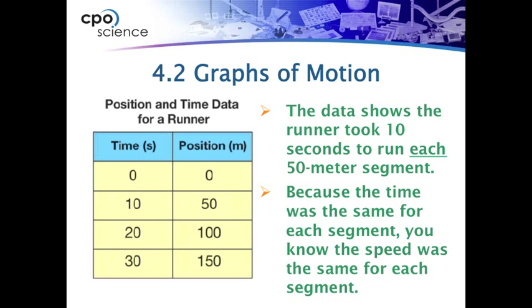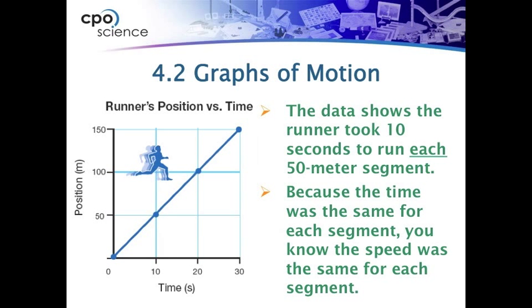For this, you can just jot down the data table, and I'm going to have a graph as well, so please jot down the data table and the graph. If you'd like to jot down those bullet points, you can. But looking at this, this is the data for position and time of a runner. And the data is showing us the runner took 10 seconds to run each of the segments. So at time 0, he was at position 0. Time 10, he was at 50, 20, 100, 30, 150. Now, if we were to take this and put this into a graph, this is what it would look like.